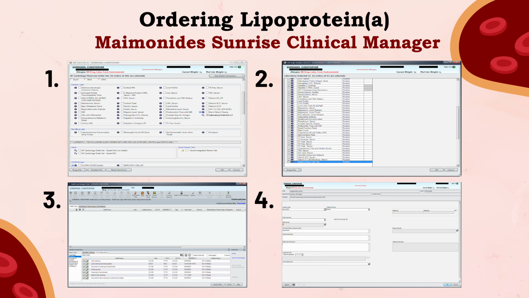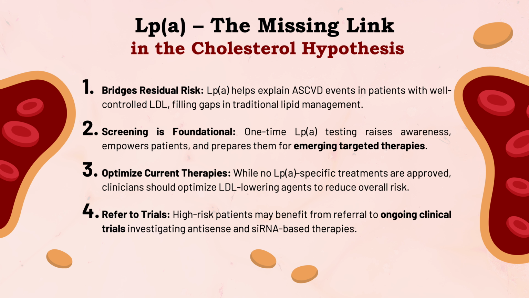Step 3, the system will then prompt you to associate the order with a health issue. For lipoprotein(a), you may choose from any of the screening-related health issues listed, for example, lipid screening, encounter for screening for lipid disorder, or screening lipid panel. Step 4, next in the order search field, type lipoprotein(a), exactly as shown, parentheses and lowercase a included. Select the test and the order will be added to your patient's chart. And that's it. The process is quick and straightforward. With this workflow, you can seamlessly integrate lipoprotein testing into your practice and help ensure patients are appropriately screened for this important cardiovascular risk factor.